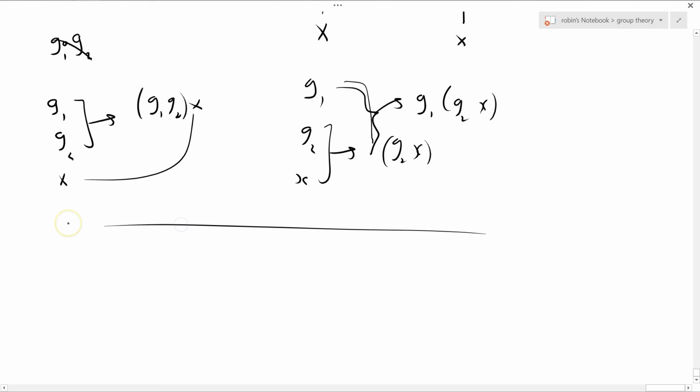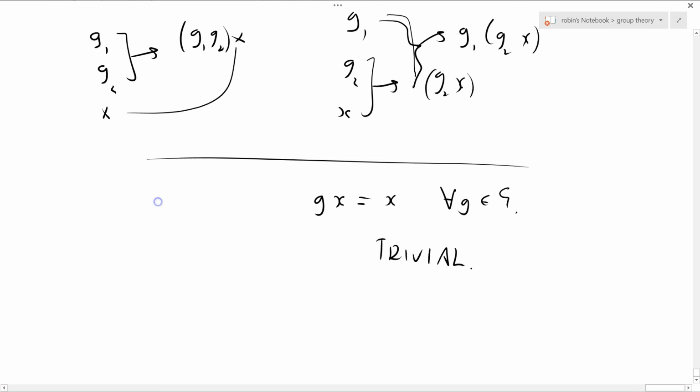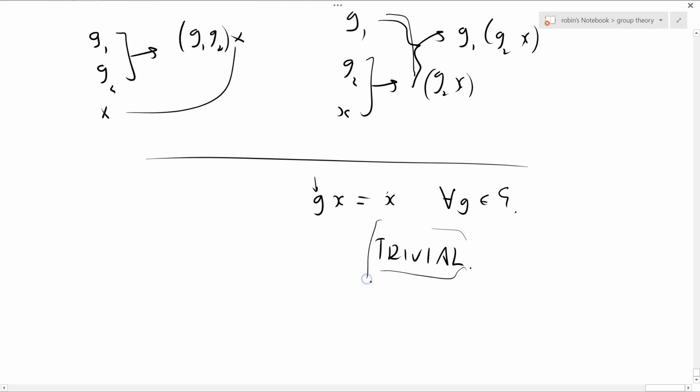Just a little bit more terminology. If gx equals x for all g in G, this is trivial. Basically, this is just boring. It doesn't matter which element you choose, you just get the same thing. And if you've got that, then you say it's a trivial group action.